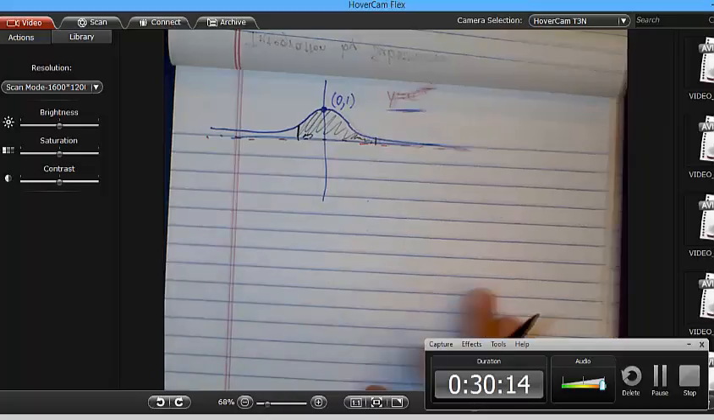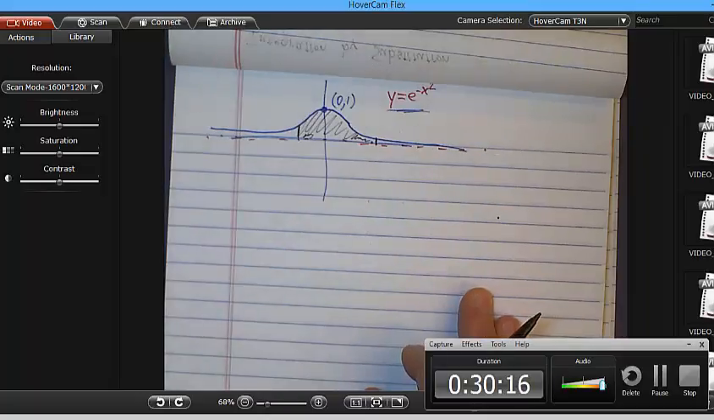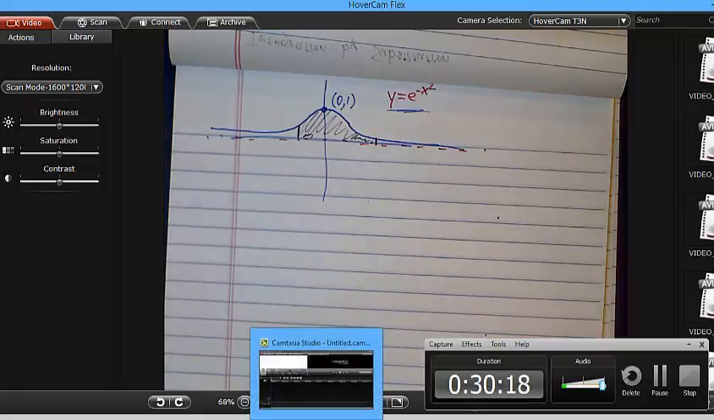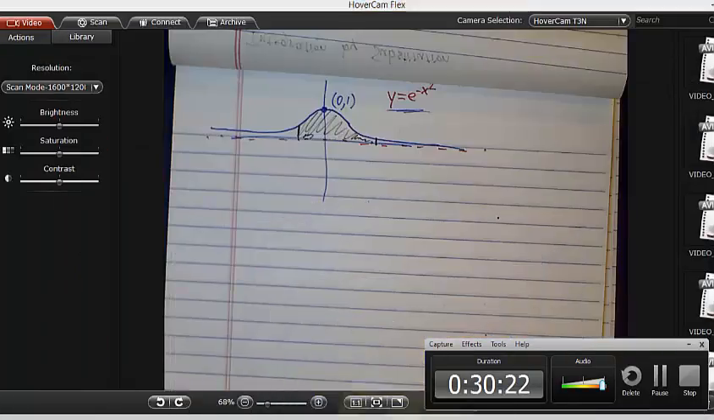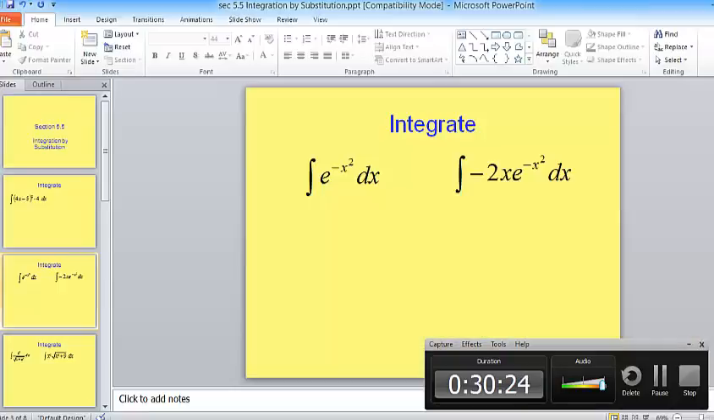So it would be nice to be able to integrate the problem on the left here, e to the negative x squared. Unfortunately, this is one of those problems that you can't do in Calc 1, you can't do in Calc 2, and I can't do either. Nobody can do it. Why bring it up, Paul? Well, it's an important integral.